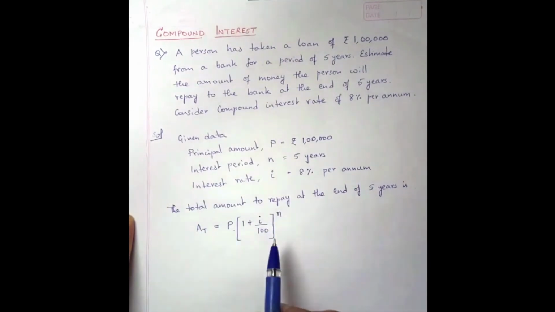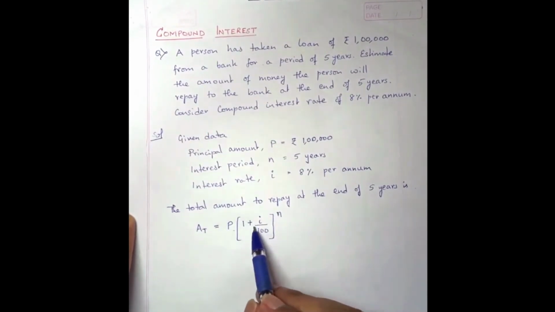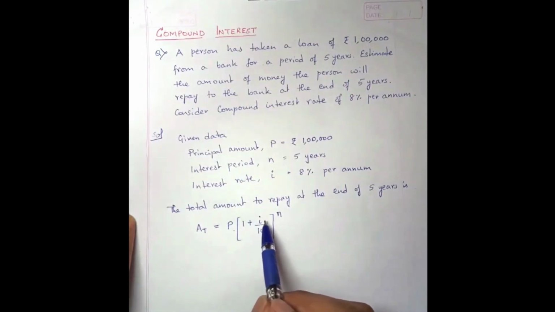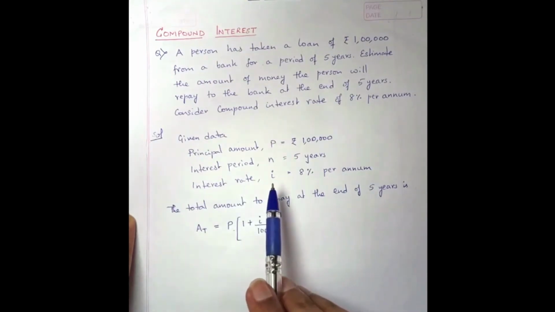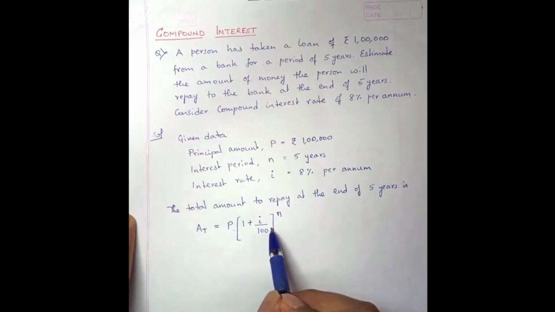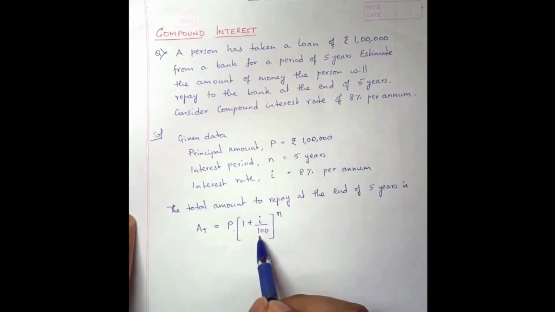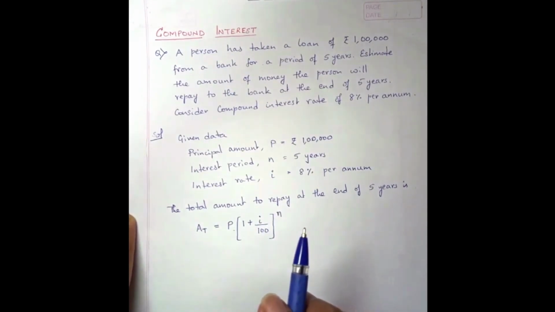So again you are supposed to keep in mind here the rate of interest I is in percentage. That's why to convert percentage into decimal I am denoting it as I divided by 100. So if the rate of interest is already in decimal, then this particular term I divided by 100 will be directly equal to I. So that you are supposed to keep in mind.